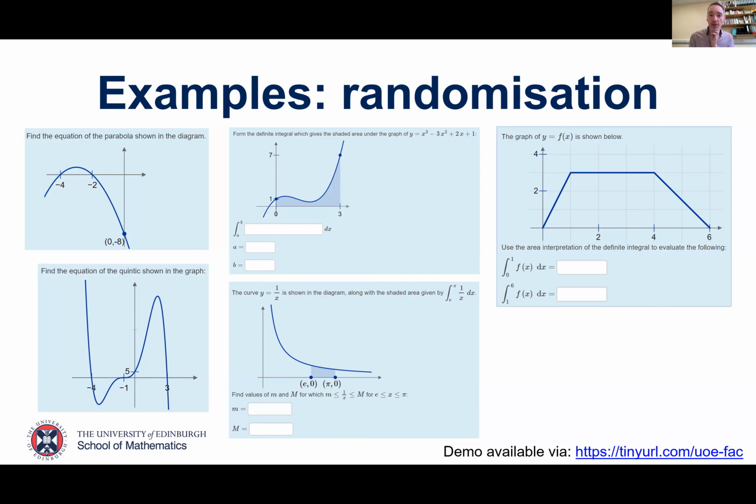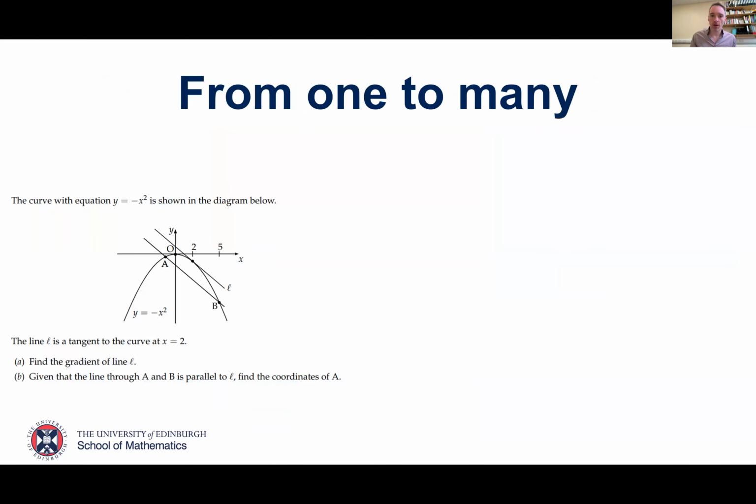Same goes for all the other ones. So all these different graphs are randomized, so different students will see slightly different versions of the same question. Now, this poses a problem because you've got to come up with questions that are plausible.